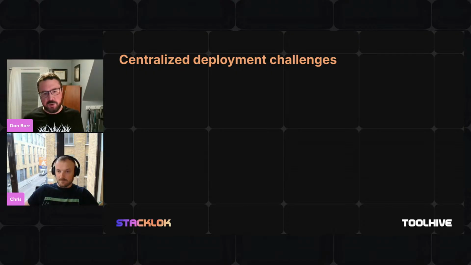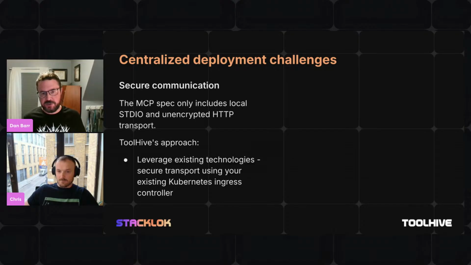Now, centralized deployment is obviously one of the reasons we were looking at Kubernetes deployments here. As you go from an individual developer to whole teams that need access to MCP servers, there are some challenges that come into play. The first is obviously secure communication. The actual MCP spec only really includes standard input-output for local execution of MCP servers and unencrypted HTTP streaming HTTP transports. So it's really up to you to secure those communications.